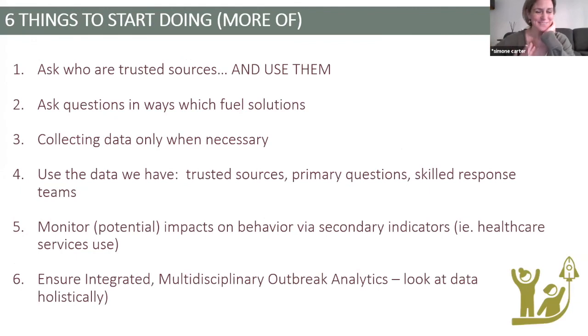But we have 6 things, so we have 1 plus, that we can start doing more of. Always making sure that we ask who are our trusted sources and use them, and use them, and use them. These will change over time, and they shouldn't be identified by leaders. They should be identified by individuals in the community. We should be speaking with women and youth, and young women and children, and understanding really who are those different sources, and we can map those out easily.